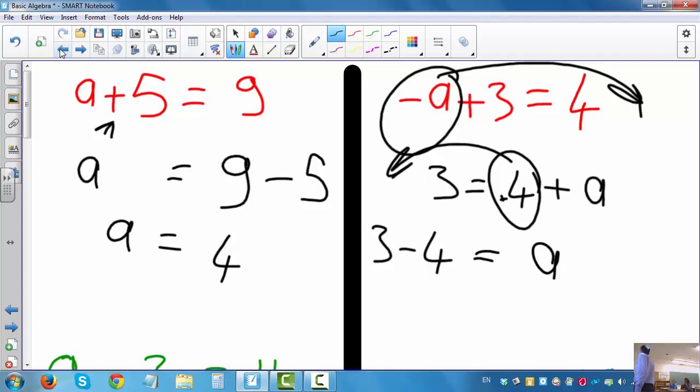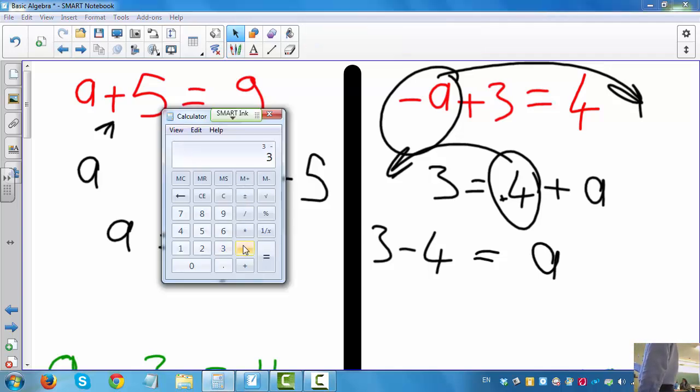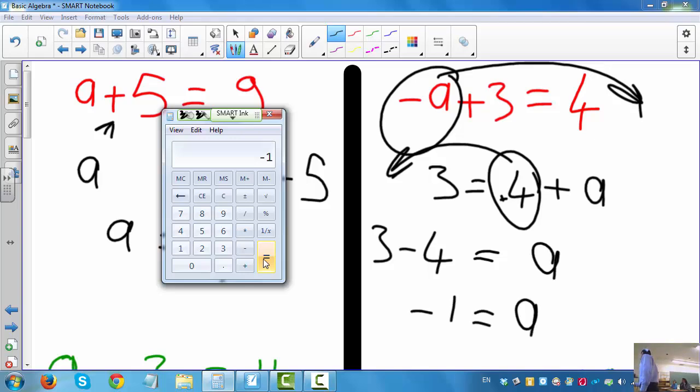equals A. I know many times, many years, you have learned that the letter A is supposed to be on the left and the numbers on the right. I do not care. You eat with your left hand or right hand, as long as you eat, I am okay. So it doesn't matter where the letter is. So if you are not good with negative numbers, I always suggest you use your calculator. 3 minus 4 is not 1. It's minus 1. Minus 1 equals A. And you are done with this as well.